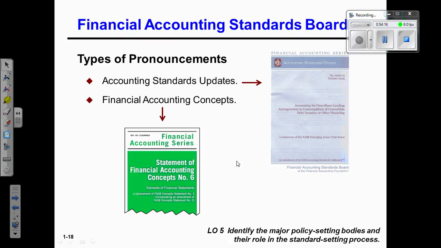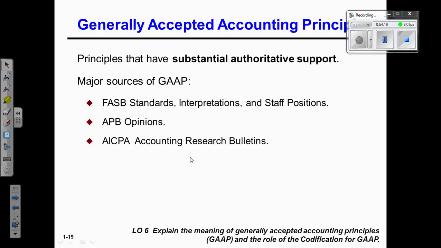Financial Standards Update. But anyway, which ones have substantial authoritative support? The standards, the interpretations, staff positions, APB opinions, the accounting research bulletins, right? So we knew this stuff. Oh, by the way, notice that the CAP, Committee of Accounting Procedure, was part of the AICPA.